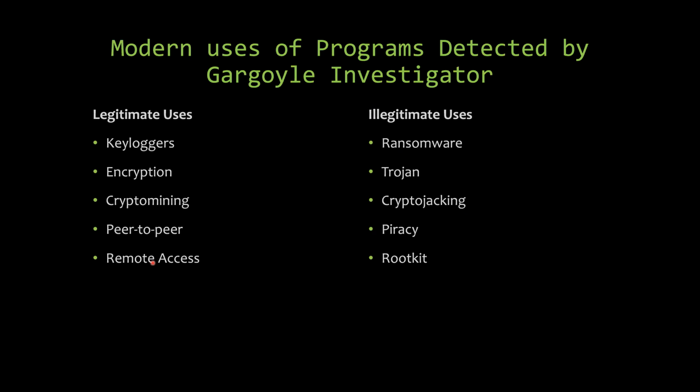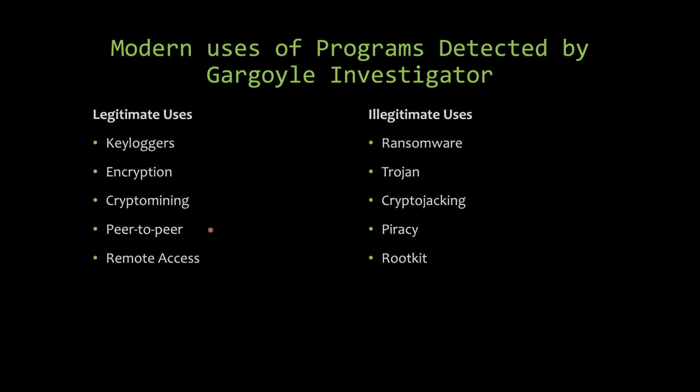Crypto mining is another one that is certainly on the rise, in which there is legitimate mining for cryptocurrency, but that is something that is able to be detected in Gargoyle Investigator. And again, that could be used for a legitimate use case, or over here on the right-hand side, also an illegitimate use case if something like cryptojacking is used, in which a system is being used unknowingly by the user to actually mine for cryptocurrency without their knowledge or consent.